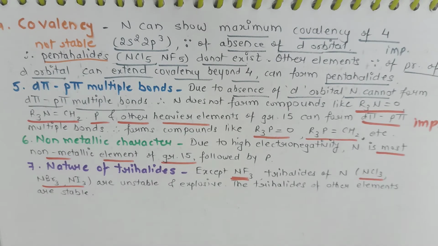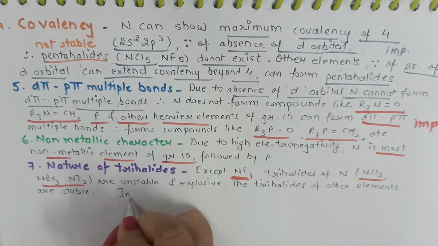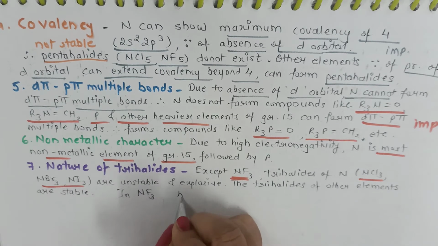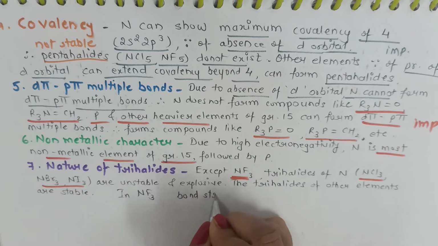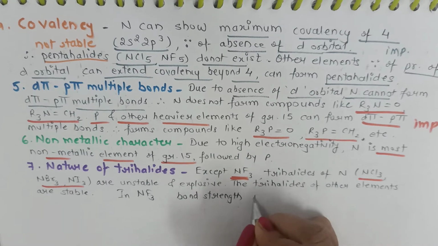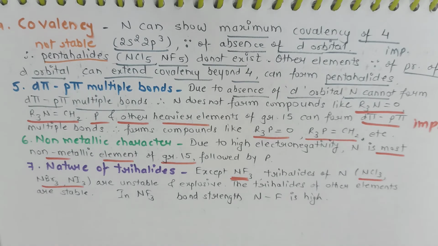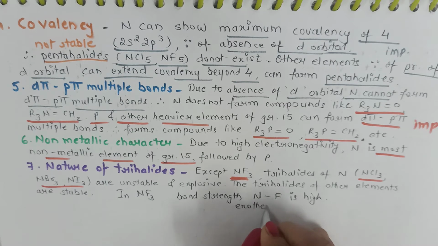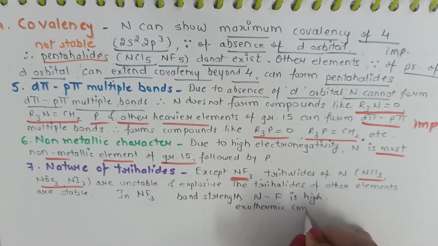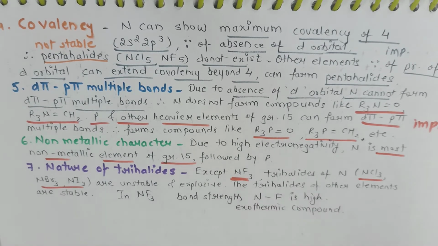Now why is NF3 a stable one? Because in NF3 the bond strength of nitrogen and fluorine is high, and therefore it cannot be easily broken, or I will say it is an exothermic compound. So this was all about the anomalous behavior of nitrogen and its impact on various properties. Now we'll begin with chemical properties of group 15 elements.